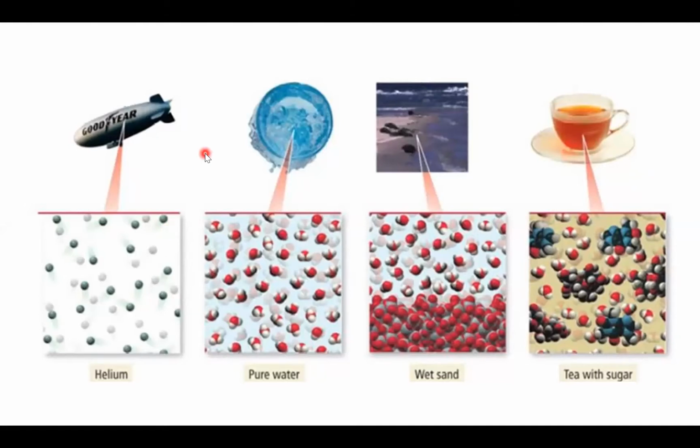There are a lot of different types of matter, as you can see here. For the helium gas that is inside this Zeppelin, it looks like this. The particles of water look like this. The particles for wet sand look like this. And the particles inside tea with sugar in it look like this. So matter has different types, and this is what we're going to talk about in this video lesson.